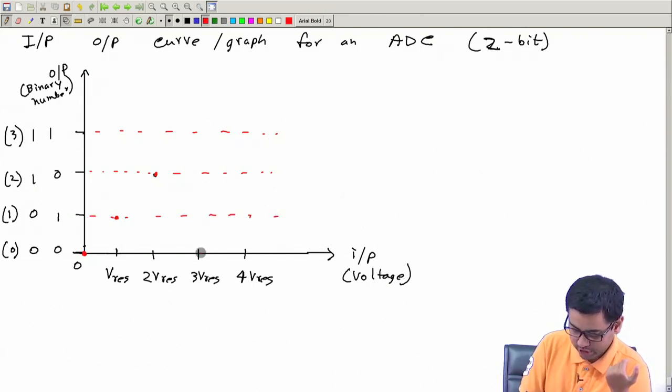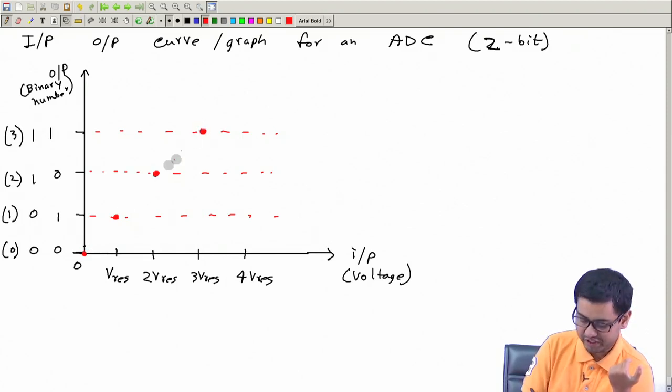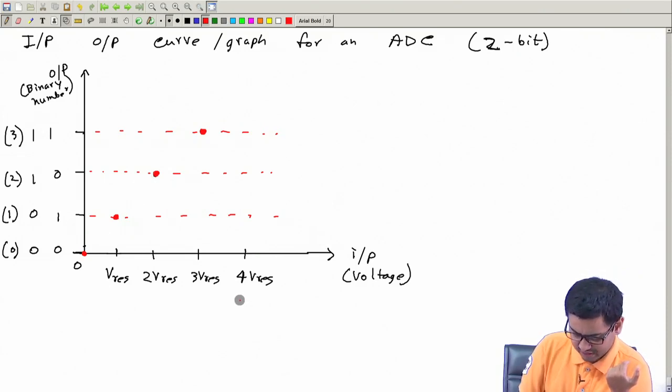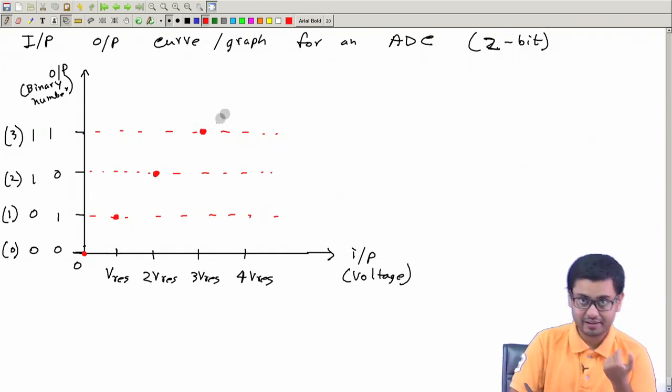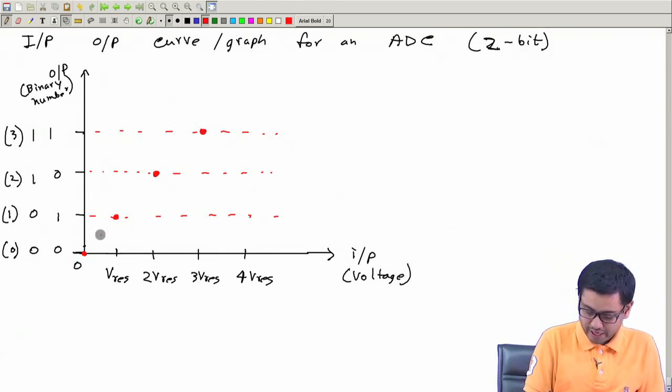And if the input is 3 volt, then you may want the output to be 3. Okay, so we have got 4 points on this graph. Now, I cannot just join a straight line like this, because if I do so, the output cannot pass through these points, because output cannot take this value of half, output can take only value 0 or 1.